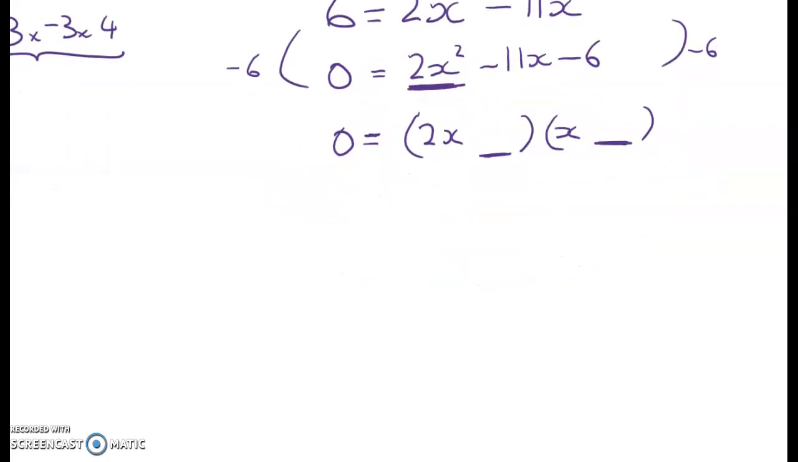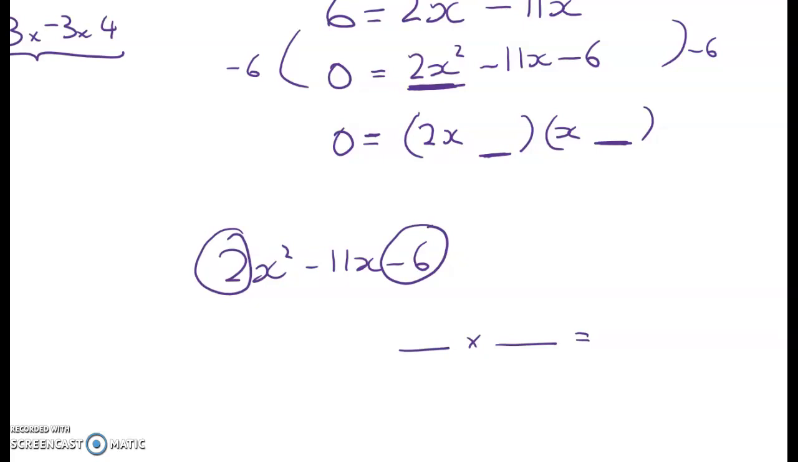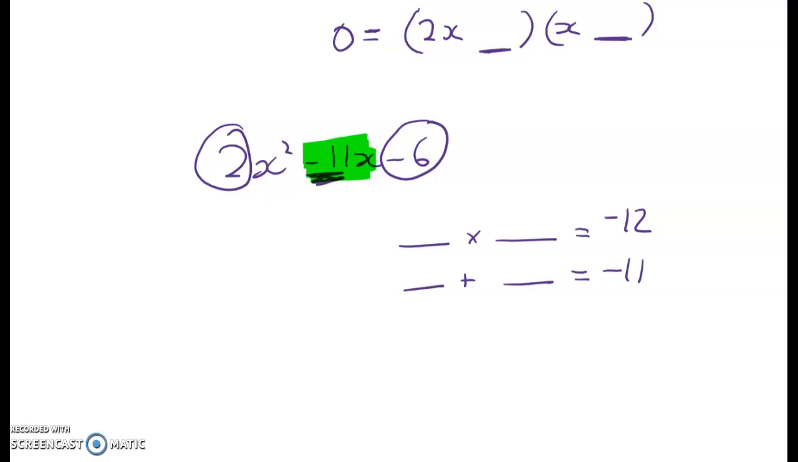But I'm going to go through the method that we call grouping to show you how we can work with this. So we've got 2x squared minus 11x minus 6. So I need to find 2 numbers that multiply together to give me 2 times -6. So 2 numbers that times together to give me -12. And those same 2 numbers have to add together to give me -11. What I'm trying to do here is to break up this to make it really easy to factorize.